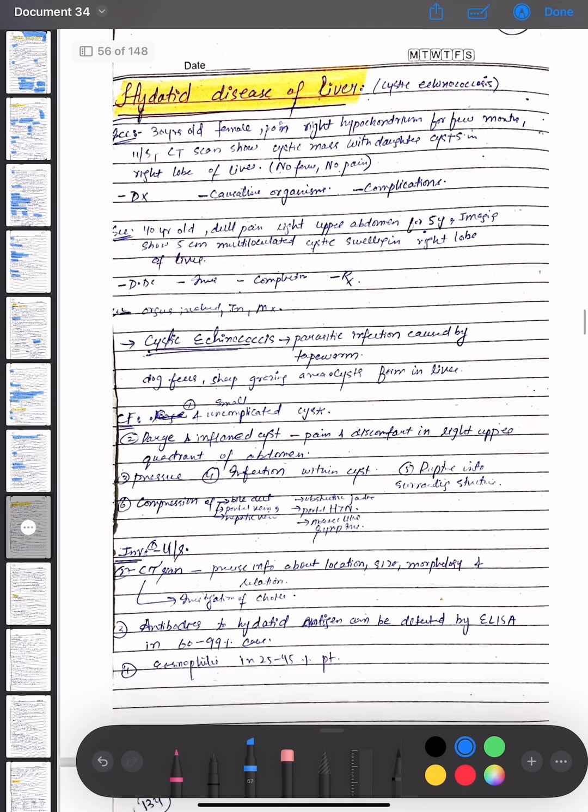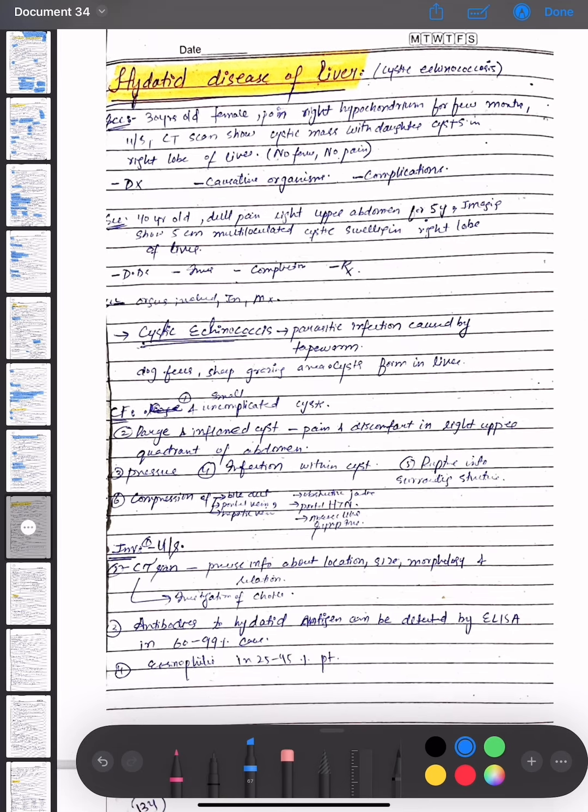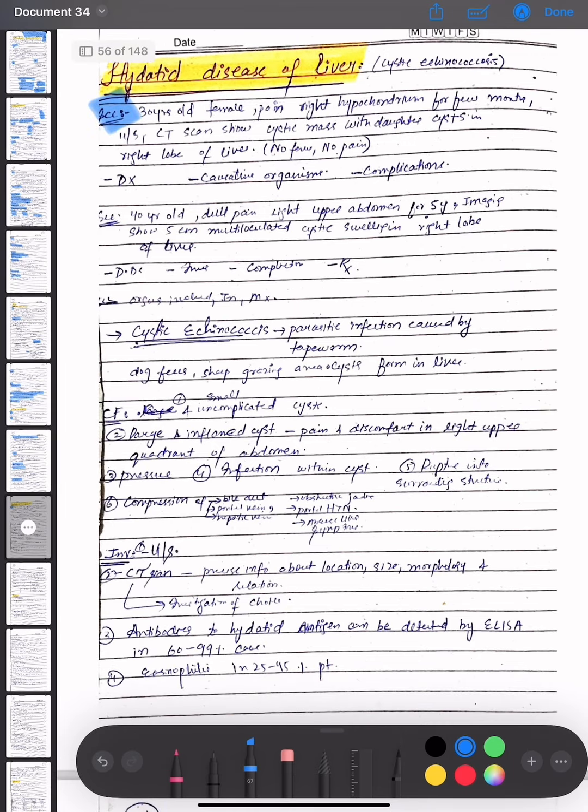Now, coming to hydatid disease of the liver, we have a scenario of a 30-year-old female with pain in the right hypochondrium for a few months. Ultrasound and CT scan show a cystic mass with daughter cysts in the right lobe of the liver. No fever. What is the diagnosis? What are the causative organisms and complications? In another scenario, a 40-year-old patient has dull pain in the right upper abdomen for 5 years, and imaging shows 5 centimeter multiloculated cystic swellings in the right lobe of the liver. What are the investigations, the complications, and the treatment?